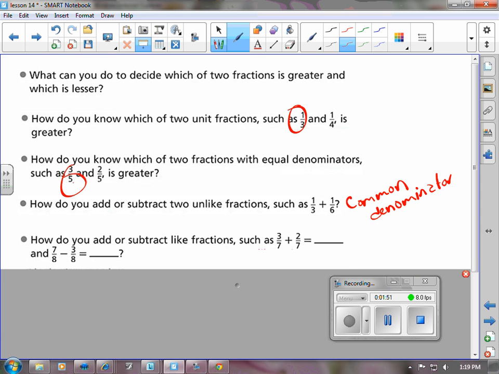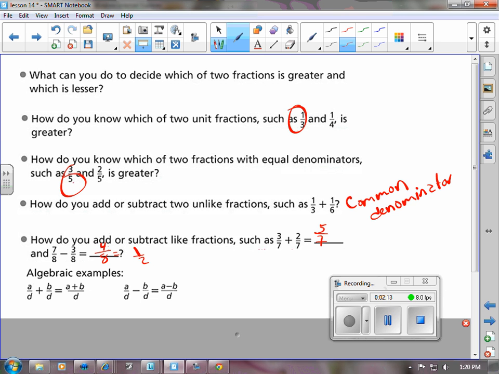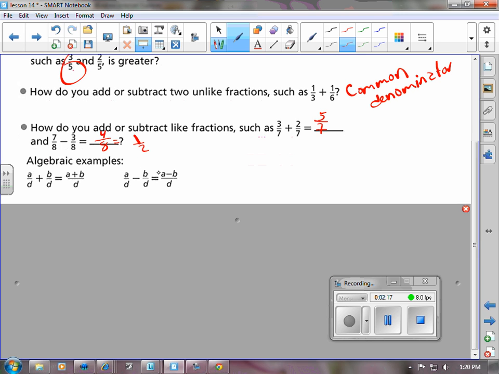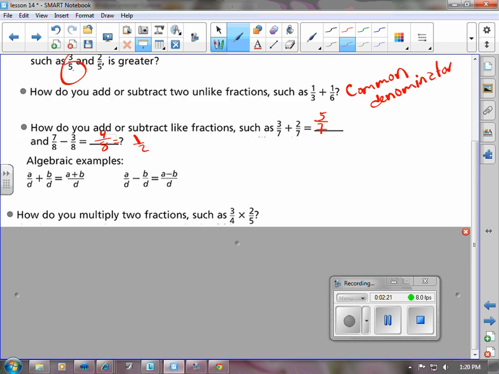Okay, so how do I add or subtract like fractions? Add only the numerator. Okay, you don't do anything to the denominator. You just add or subtract the numerator, right? So we would get 5/7, or 4/8, which then I could simplify to 1/2. Okay, so we've got this algebraic example here. Remember, only add the numerators, only subtract the numerators.